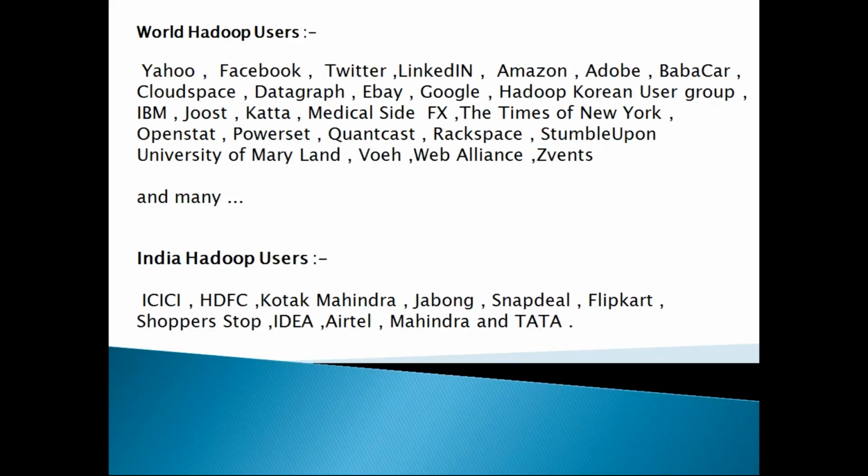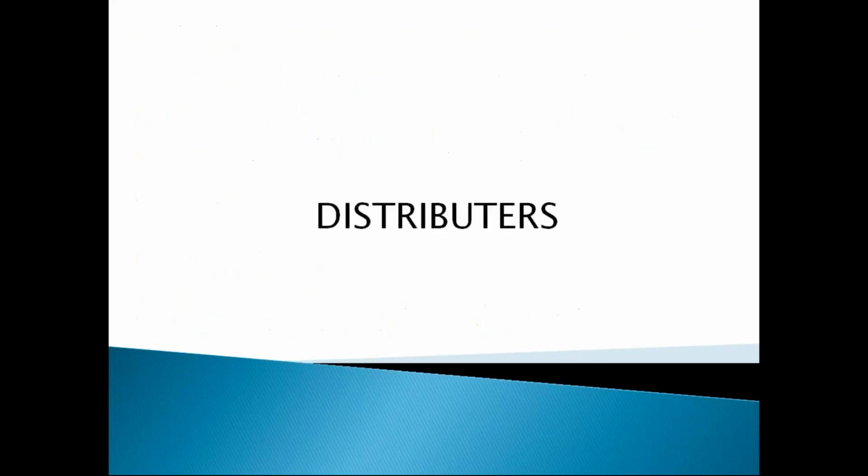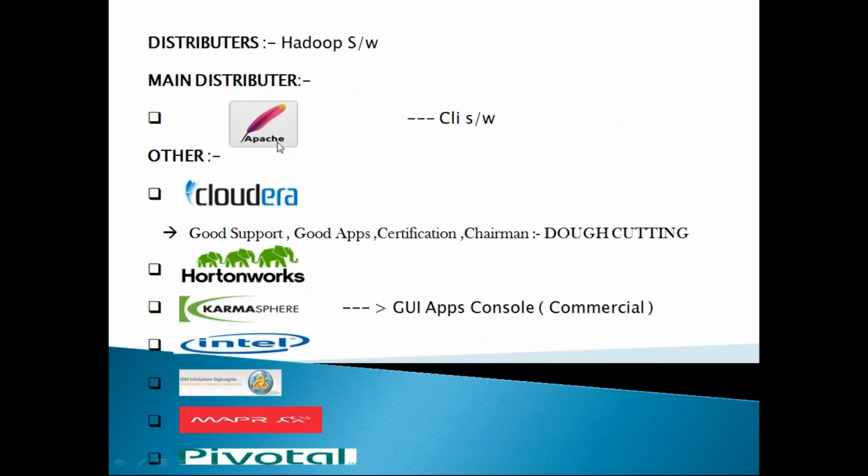These are the users. Like that, we have some distributors who are distributing the Hadoop software. Who is the main distributor we have discussed? Apache. Like that, we have some other distributors: Cloudera, Hortonworks, Karmasphere, Intel, IBM, MapR, Pivotal. These are some of the distributors who are distributing the Hadoop software today.